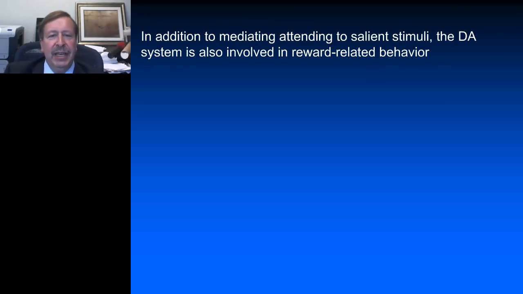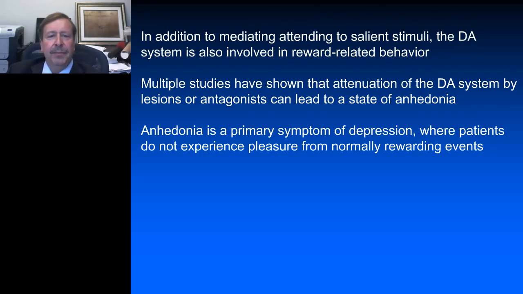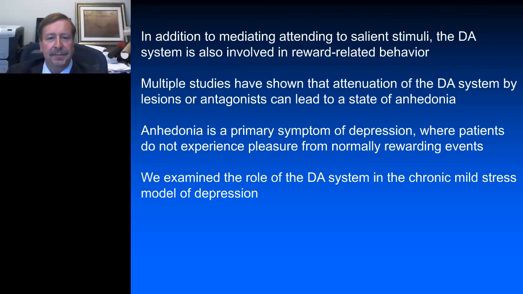Now, in addition to mediating the attention to salient stimuli, the dopamine system is also involved in reward-related behavior. In fact, all drugs of abuse work on the dopaminergic system to some extent. Multiple studies have shown that if you attenuate the dopamine system, either by lesioning it or giving antagonists, we can get a state of anhedonia. Anhedonia, or the absence of the ability to derive pleasure from the environment, is a primary symptom of depression, where patients don't experience pleasure from normally rewarding events.